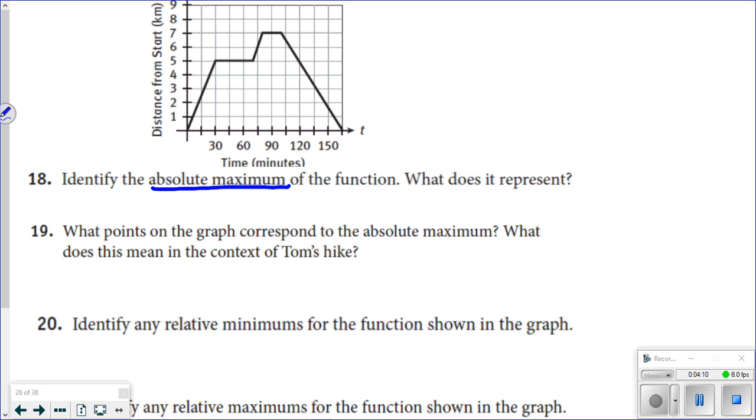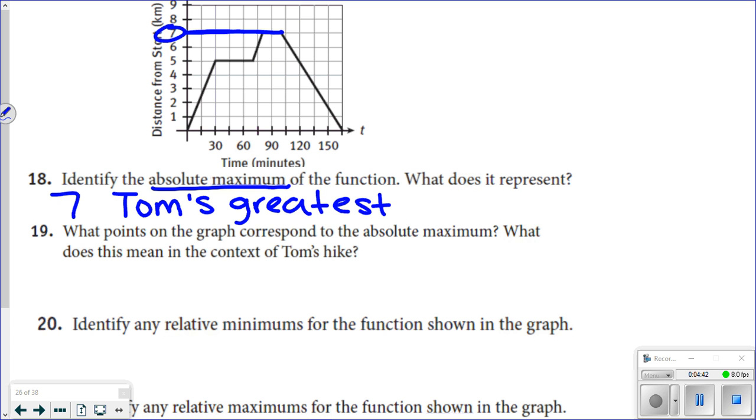Absolute maximum of the function is the highest y value no matter where it occurs. So remember, this matches your range value from question 15. If I'm looking at the peak or the highest point, it's at 7. And what does this represent? This is Tom's biggest or highest or greatest distance from the start.